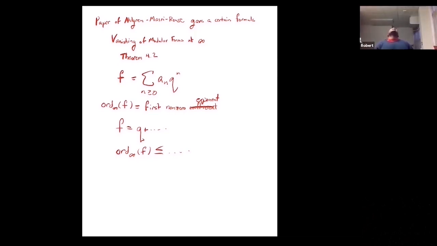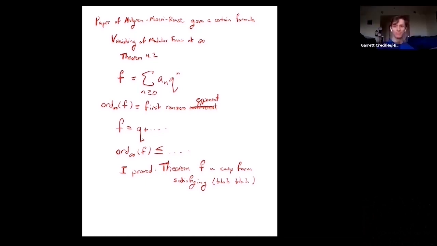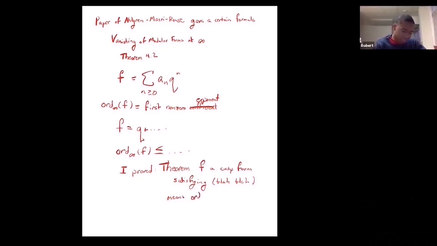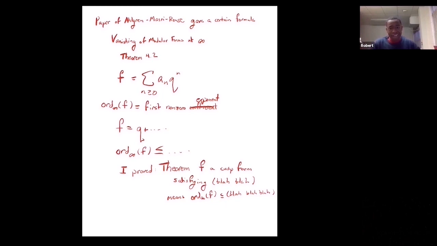Okay. So now I need to think about something slightly different. I'll just backtrack and say I proved some theorem that says F, a cusp form, satisfying blah, blah, blah. Or I'll just say blah, blah. It's very important to only have two blahs. Yeah. So it means the order of vanishing is less than or equal to blah, blah, blah. I'm using this because it's kind of long, so I added an extra blah to reflect that.